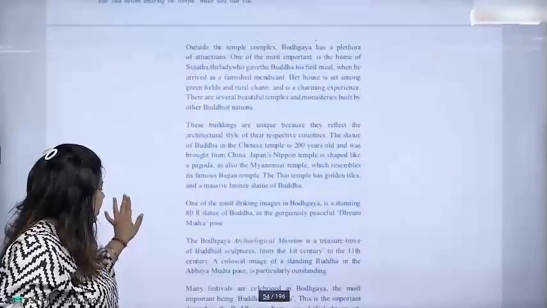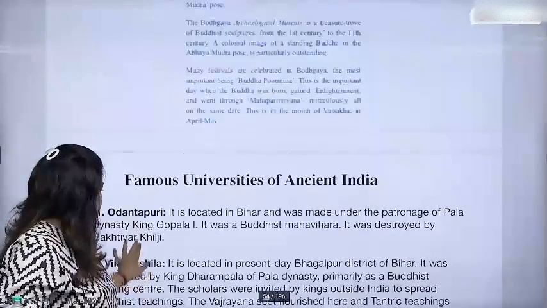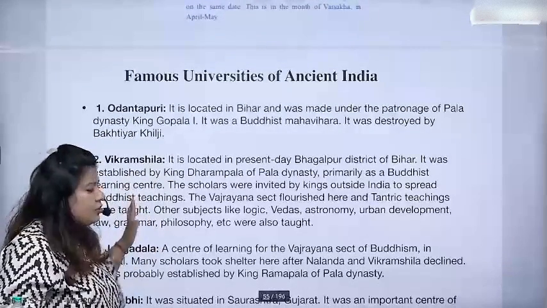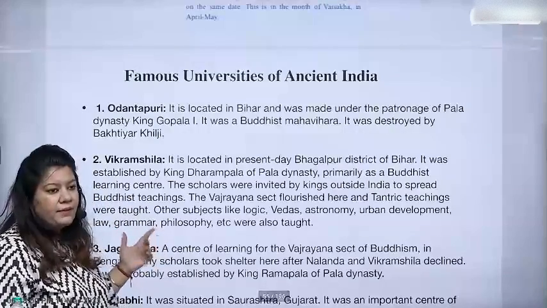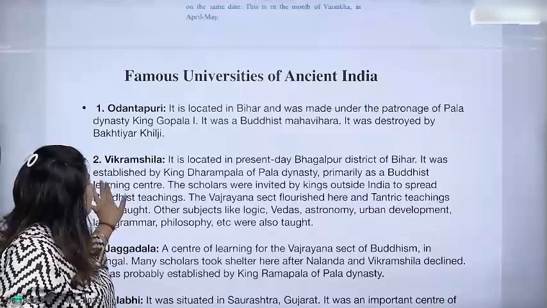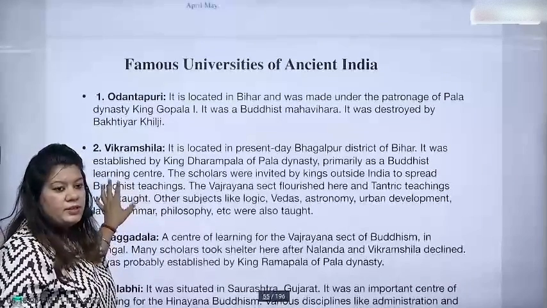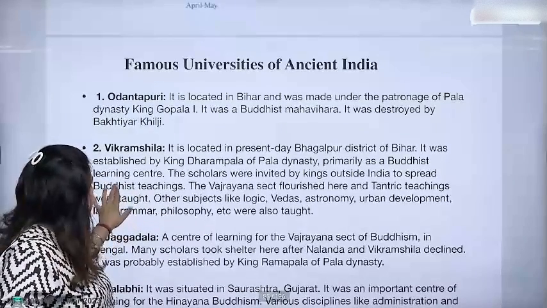Okay, so this is very important. Famous universities of ancient India. This is an extra fact which I am giving you. One, we have covered Nalanda University. There is Udantpuri also in Bihar. It was constructed or set up during the Pala rulers, right?